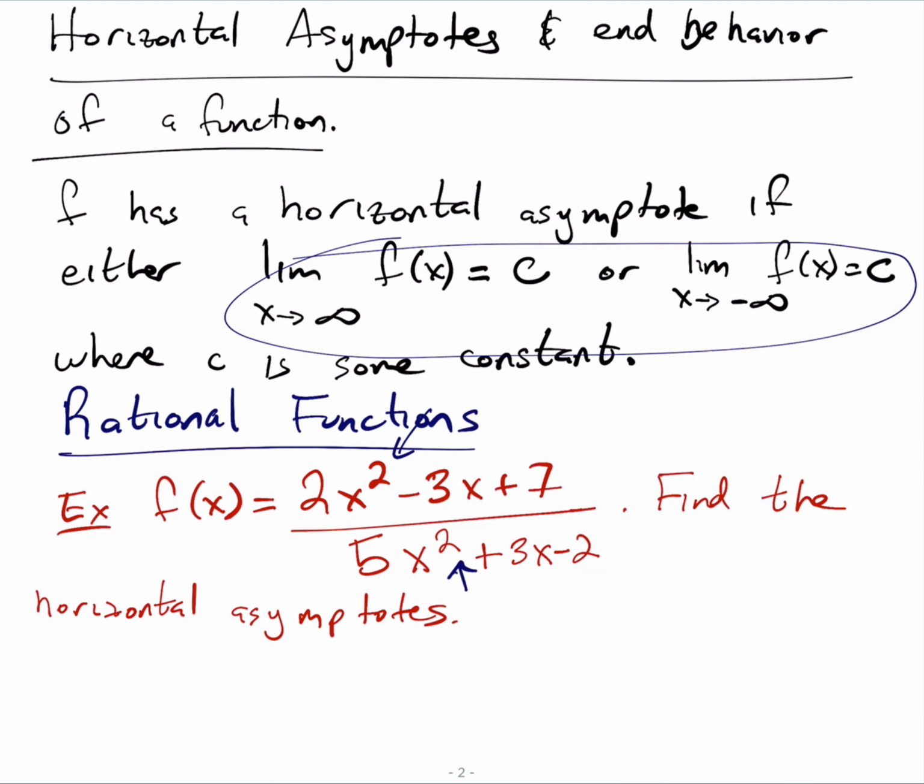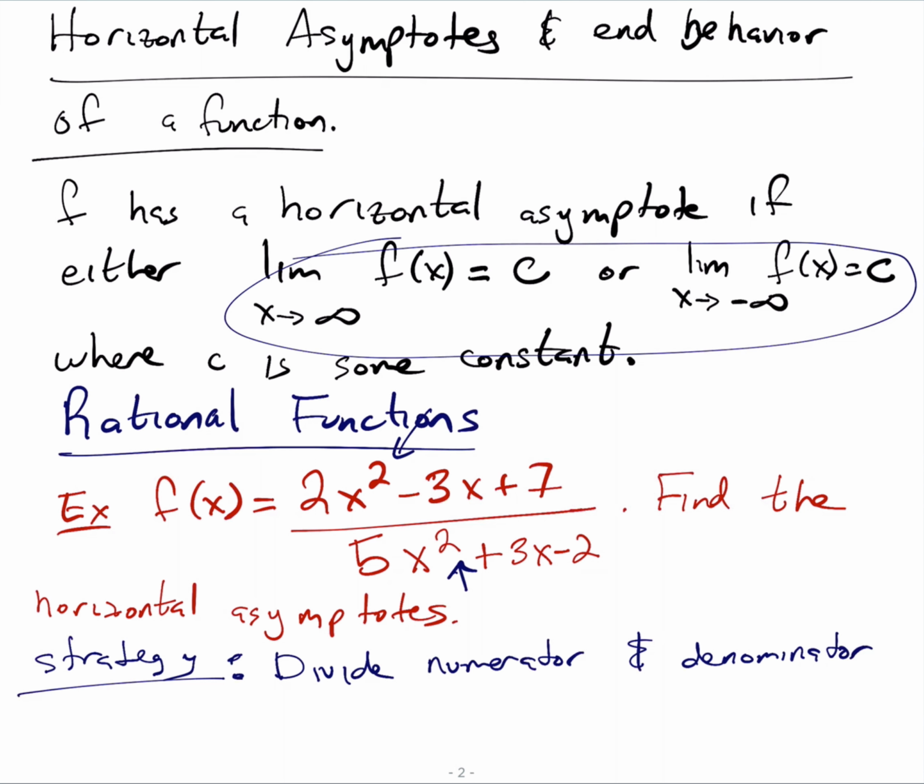So here's our strategy. I'll write down the strategy and then move it to the other page. What you do is you divide the numerator and the denominator by x raised to the highest power. Here you have a couple options, but it's typically easier to divide by x raised to the highest power in the denominator. So look at the highest power in the denominator and divide by that.